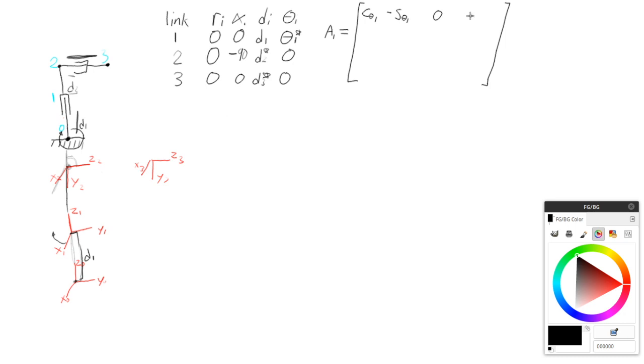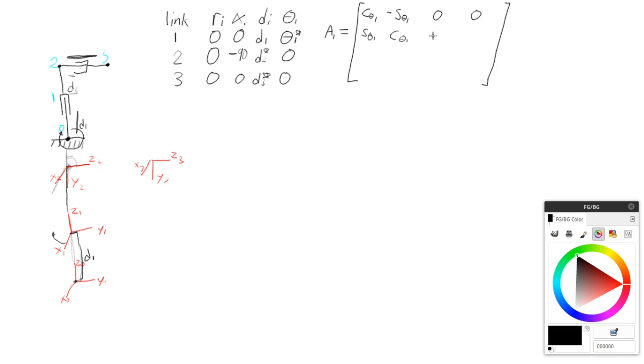And then we've got Ri times the cosine of theta i. Ri is a 0, so this term goes to 0. Now I've got the sine of theta 1, so we can just put sine theta 1. And here we've got the cosine of theta 1 times the cosine of alpha 1, in which case we've got a negative 90, so that comes out to be a 1. So what we end up with here is cosine theta 1.